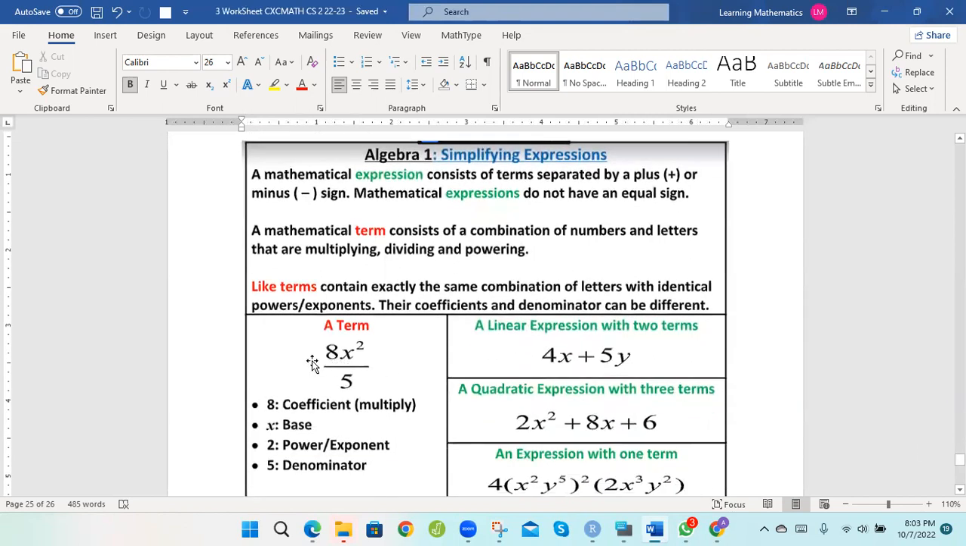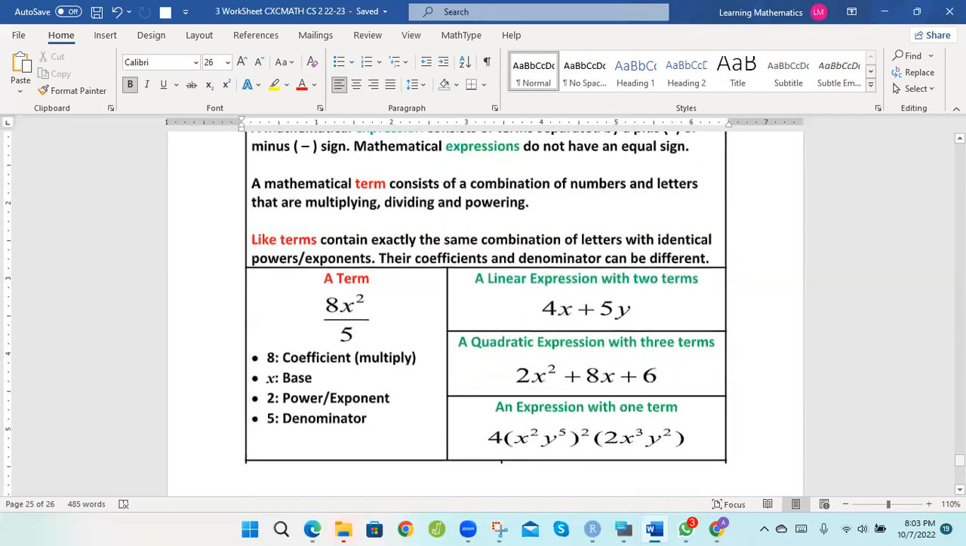The coefficient is the number that multiplies into the letter. For example, 8 is the coefficient. It multiplies into x. X is the base. X is the variable. X has a power of 2. 5 is the denominator. So that's a term, a combination of numbers and letters. For a term to be like this one, it must have only x squared. Once it has x squared, it's like it. It can have a different number than 8. It could have a 10 up there, and it can have a 3 down there. It doesn't matter. Once it has the same x squared, then it's like terms.